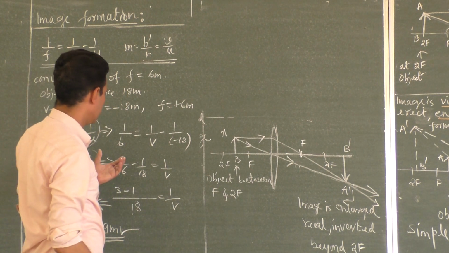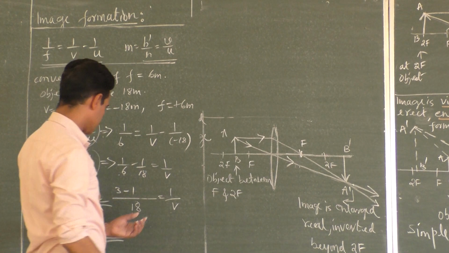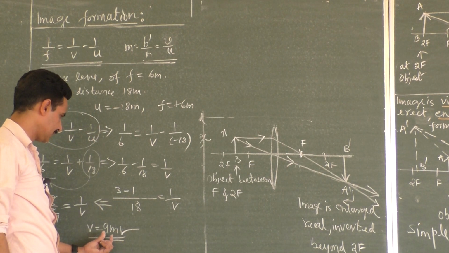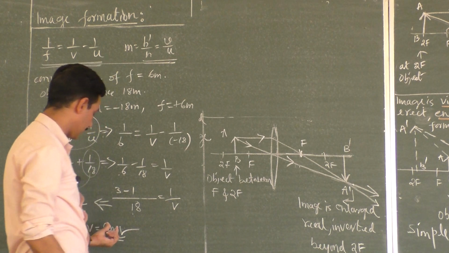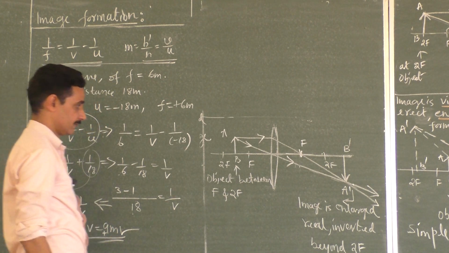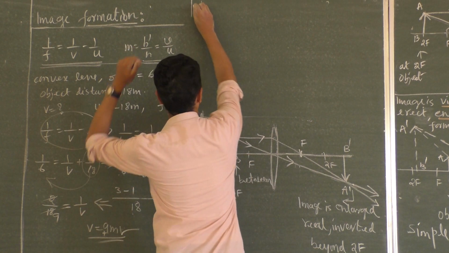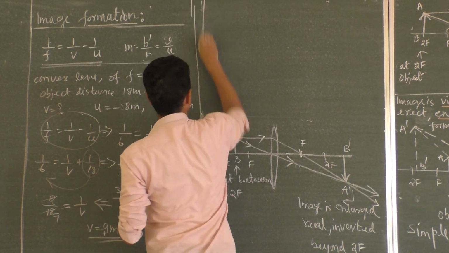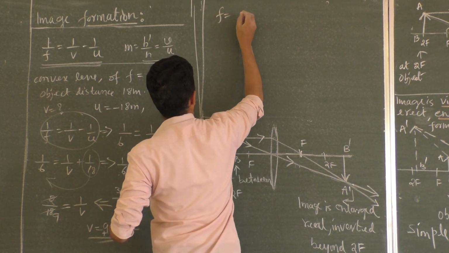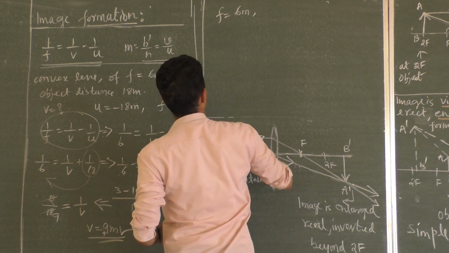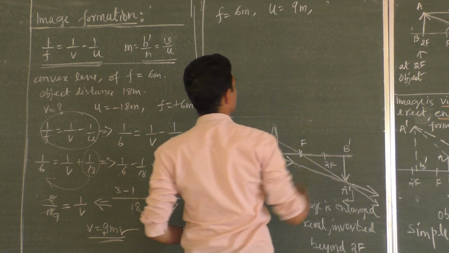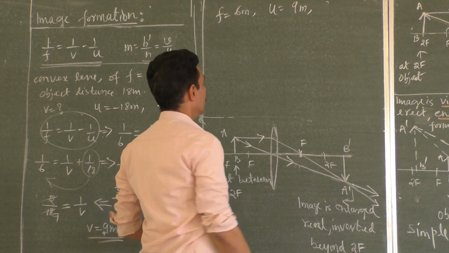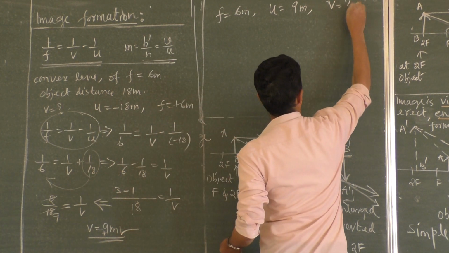Let us not stick to the same answer. Of course, if you keep the object distance at 9 meters, you can take this one itself. Now let me keep an object between F and 2F. Yes, 9 meters. So I have a convex lens of focal length 6 meters, and the object is kept at a distance of 9 meters. I will give positive and negative signs later. Where is the image formed?